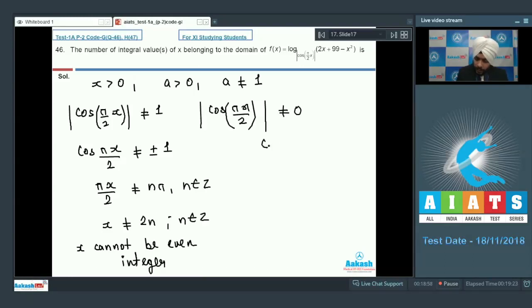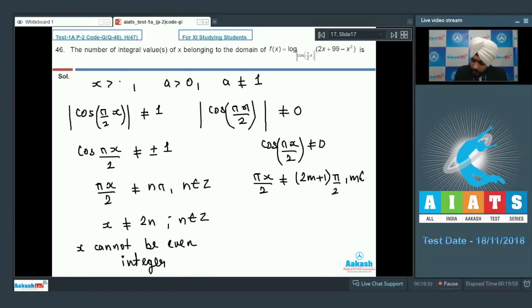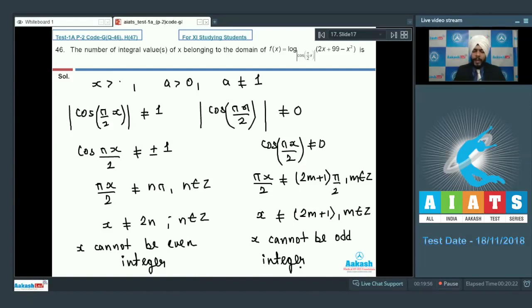Solving the second case, cos(pi x by 2) non-zero, pi x by 2 not equal to (2m plus 1) pi by 2, where m belongs to integers. Directly I can see that x is not equal to 2m plus 1, where m belongs to integers. So if m belongs to integers, 2m plus 1 is an odd number always. x cannot be an odd integer. Just solving the conditions of base, I conclude that x cannot be an even integer, x cannot be an odd integer.